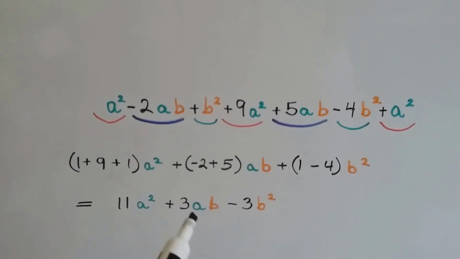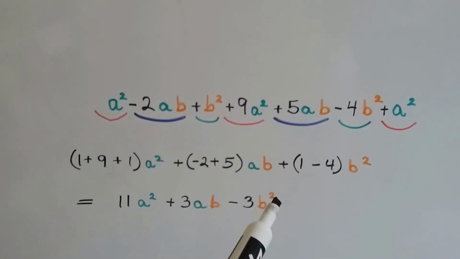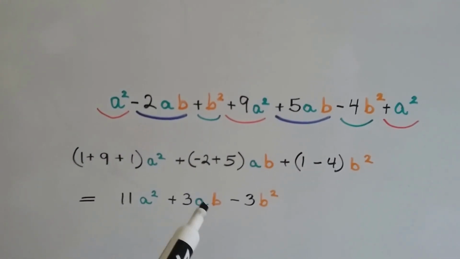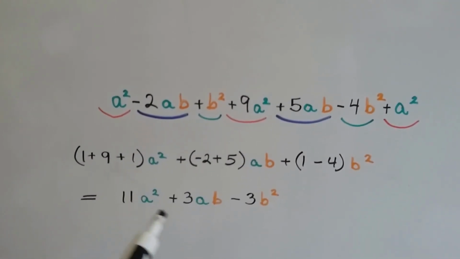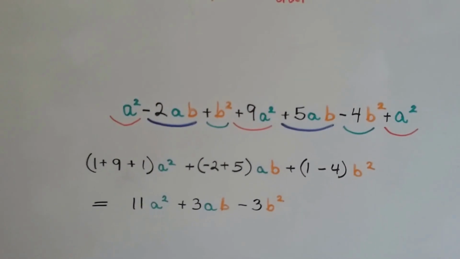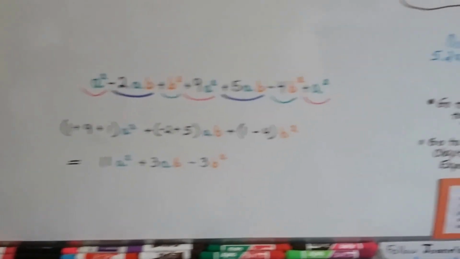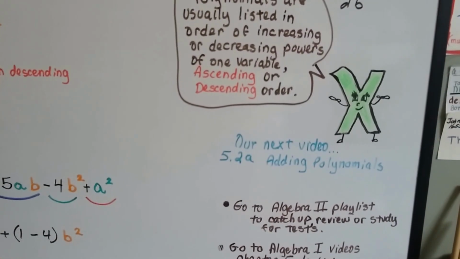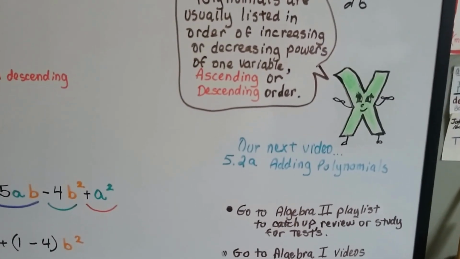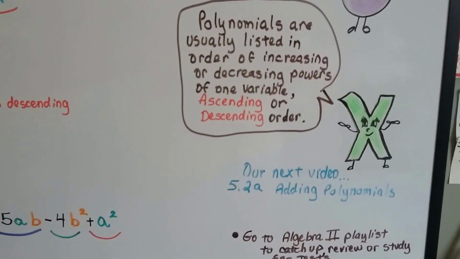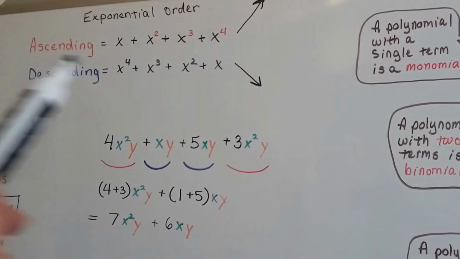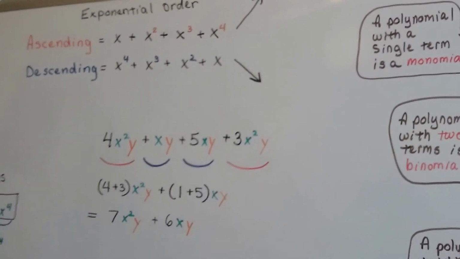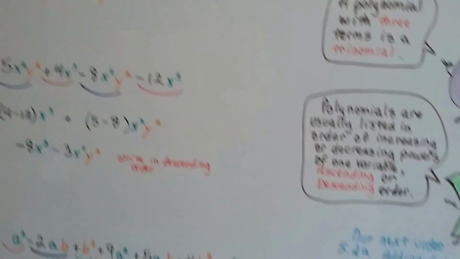See? And the reason that this one went in front of this one, even though this one has a 2, is because this one has an a, and a was first. See? All right. Just remember that they're usually listed in order of increasing or decreasing powers of one variable, ascending or descending. Okay? And ascending is going up and descending is going down. And descending is the normal one that you see in the textbooks and everything.